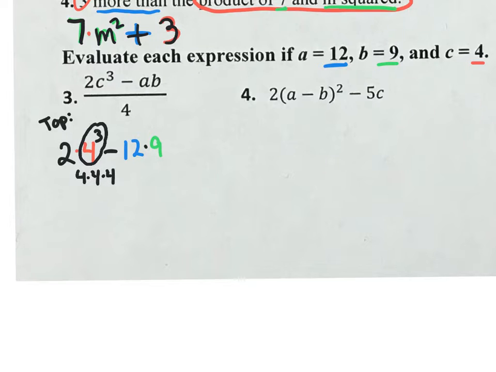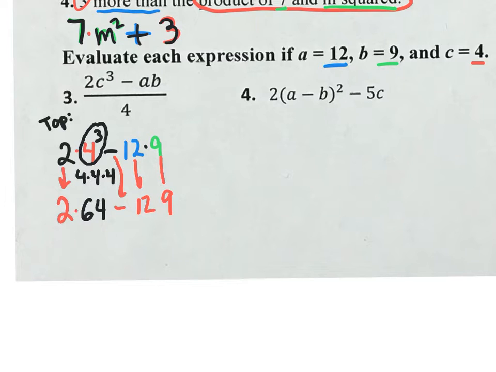So when I do 4 cubed, that really means 4 times 4 times 4, and that is 64. 4 times 4 is 16, and 16 times 4, in case you don't know, is 64, and you need to be able to do that on the next assessment that we take. So we do have 64 right here instead of the 4 cubed. Now let me bring down everything else. There's a 2 out here in the front. There's a minus. There's a 12. And there's a 9.